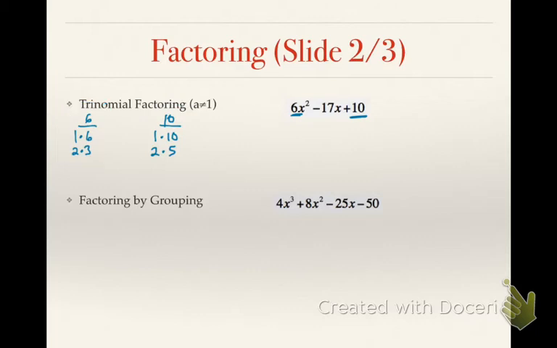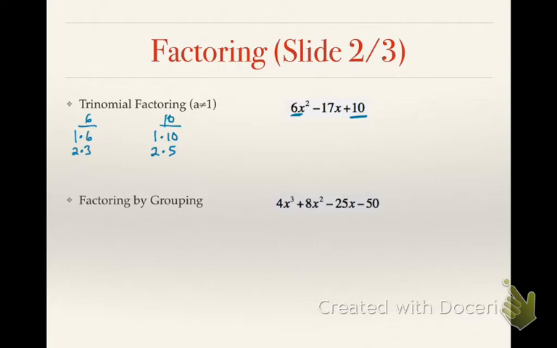So looking at these choices, you may say, okay, 1 and 6, 1 and 10. If I multiply the 1 and the 1 and the 6 and the 10, that gives me 61. That doesn't work. It's way too large. And likewise, 6 times 1 is 6, 10 times 1 is 10.